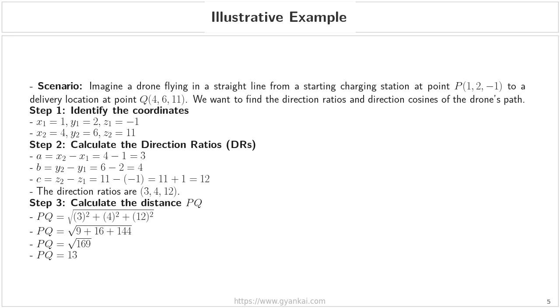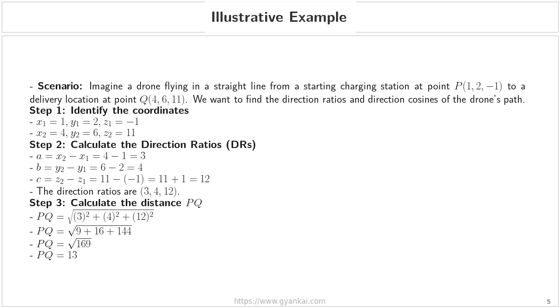Step 3, next we need the distance between point P and point Q, which we'll call PQ. To find this, we use the distance formula. We take the square root of the sum of the squares of our direction ratios. That is, the square root of 3 squared plus 4 squared plus 12 squared.